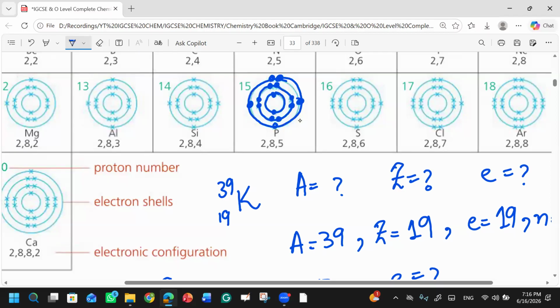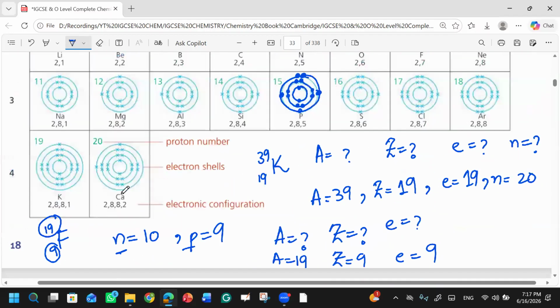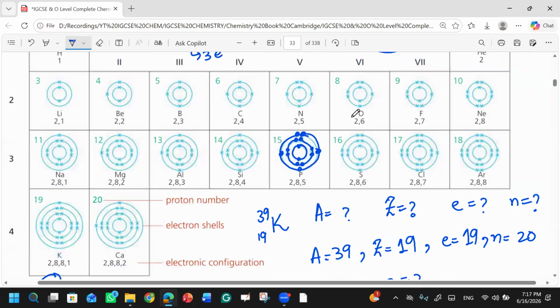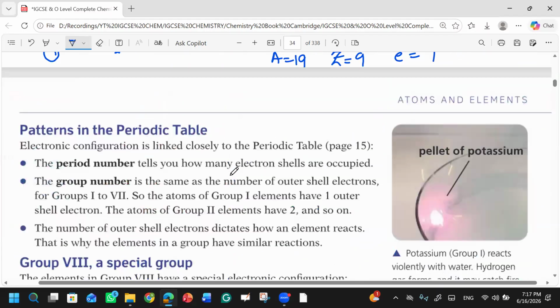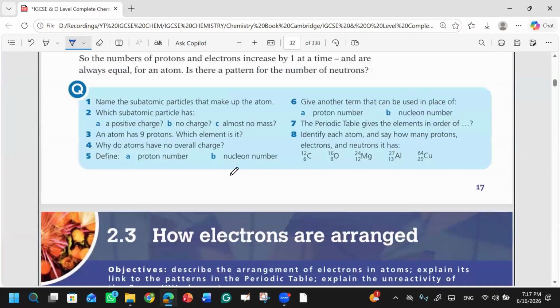Are you clear with this? The first shell has the capacity of 2 electrons, the second shell has the capacity of 8 electrons, and the third shell also has the capacity of 8, and so we fill that. You must know till calcium. This is very important. Till calcium you must know the electronic configuration of each and every element. Do you have any question till this, electronic shells and all this?